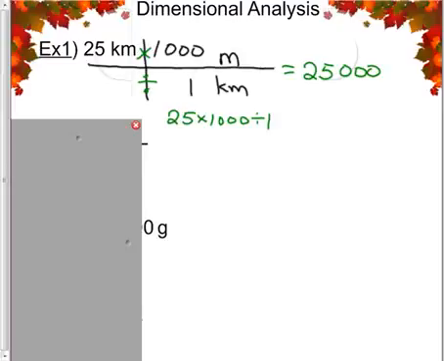Now when we cancel units out, anything that's the same on the top and the bottom can cancel out, so kilometers and kilometers will cancel out. The only unit we have left is meters.